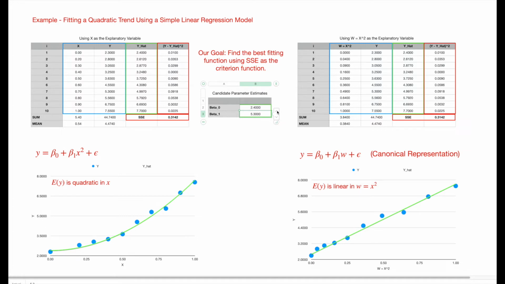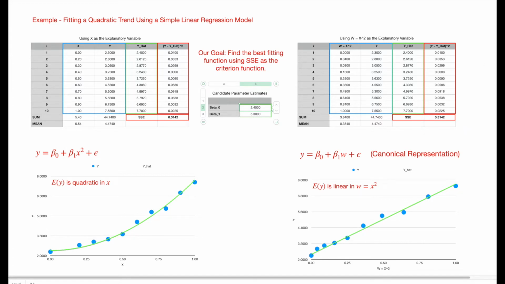Increasing beta 1 hat decreased the SSE. Let's see if we increase it a little bit more. Okay, SSE increased. So let's keep beta 1 hat at 5.3 for now. And now let's see what happens if we lower beta 0. By lowering it, SSE increased pretty dramatically. So let's increase it a little bit from 2.4 up to 2.5. Okay, that increased SSE.